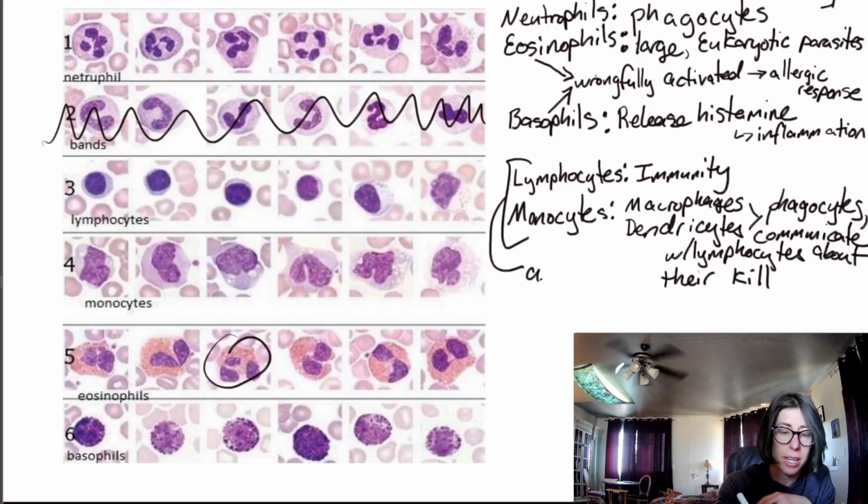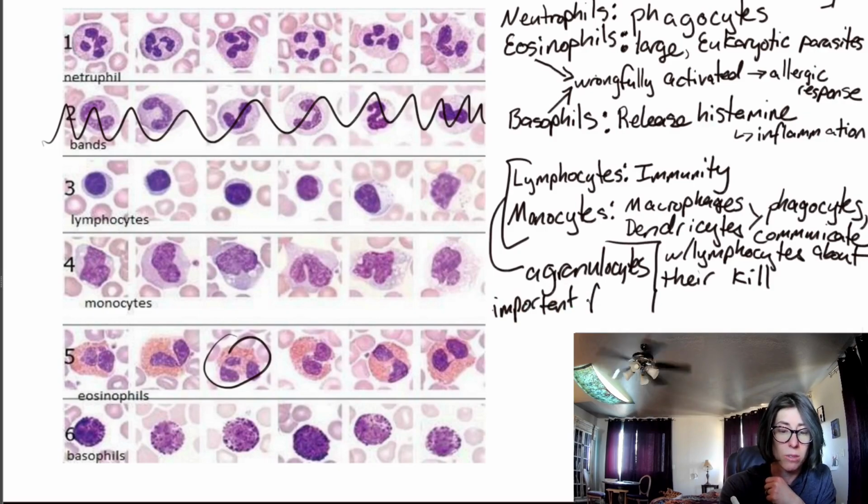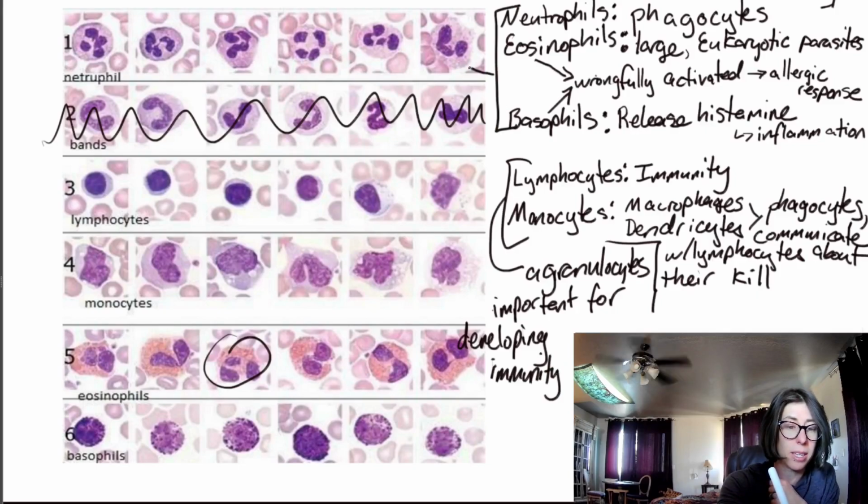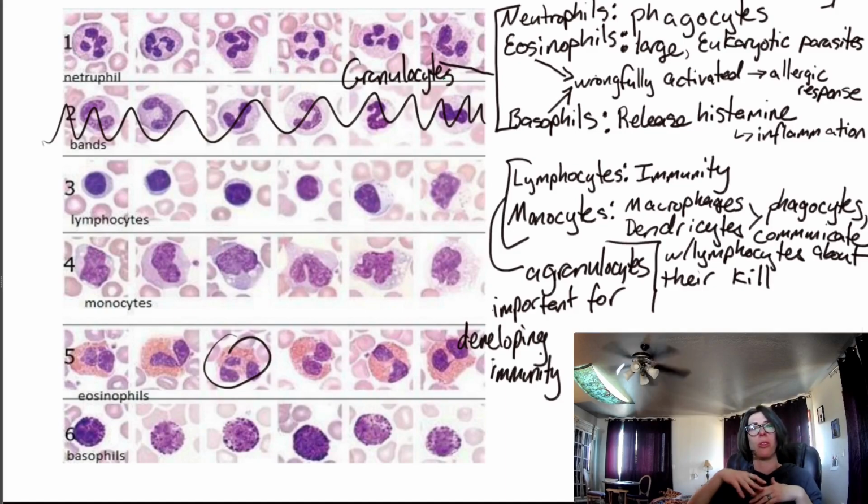These are the agranulocytes. And they're both important for immune system memory, as it turns out. So that's another way you can classify them. Important for developing immunity. And then these are the granulocytes. They don't develop long-term immunity, but they help you fight a current infection right now really quickly. So that's their job in different ways. They phagocytize or digest outside the cell, or release histamine and cause inflammation. And those are your white blood cells.